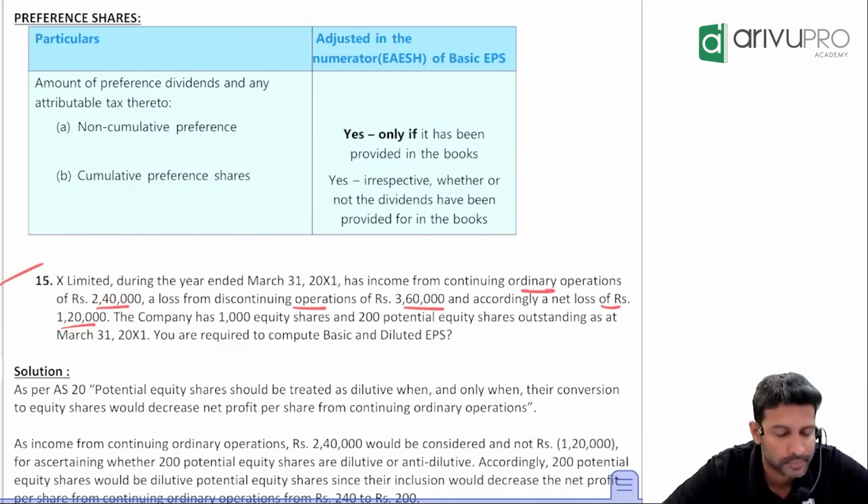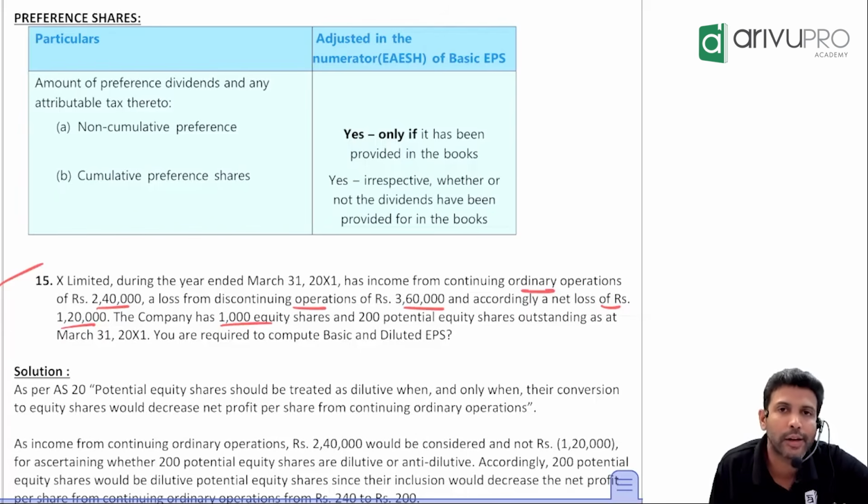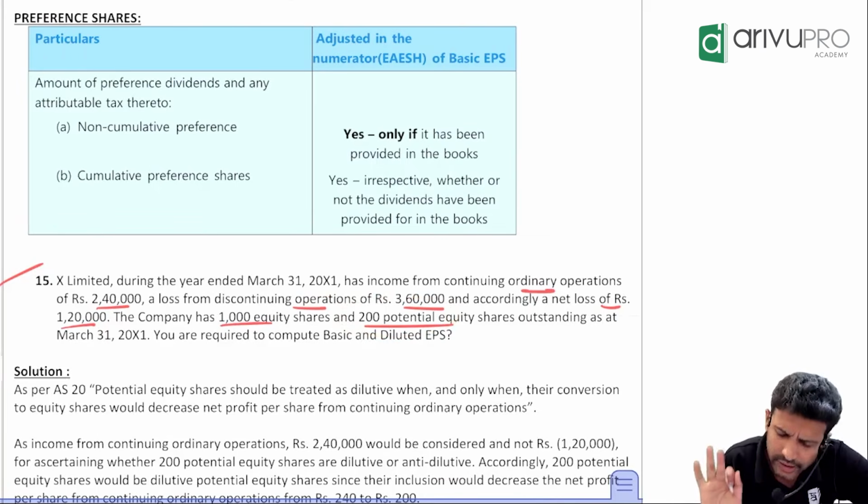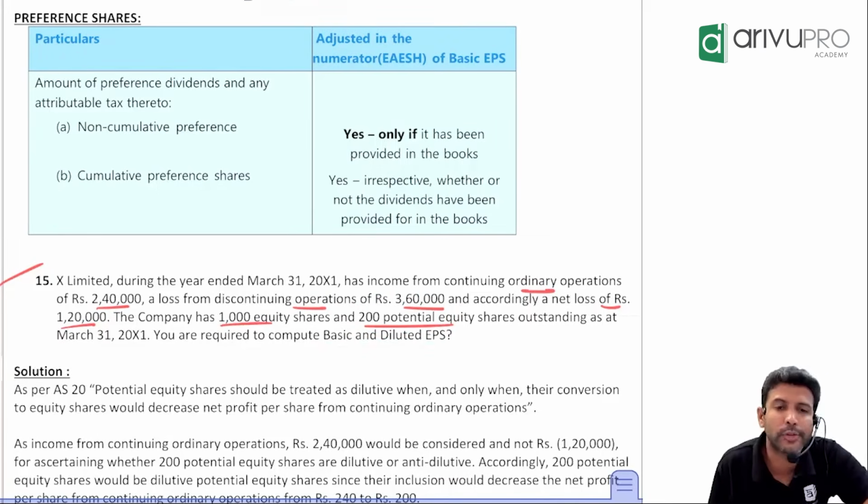If you want, you can call it. Company has how many shares? 1000 shares. Date given or missing? Missing. We have to worry about weights or not required? Not required. How much POS? 200. Such a nice problem. They have only given. We have to calculate or take this number? Take it. That's it. You are required to compute BEPS, DEPS.